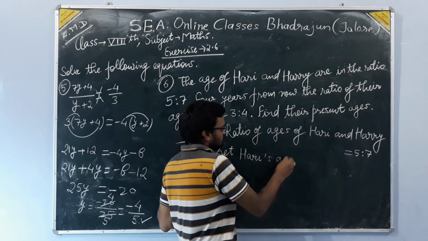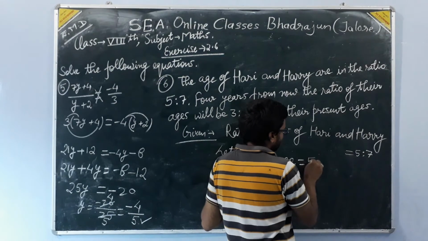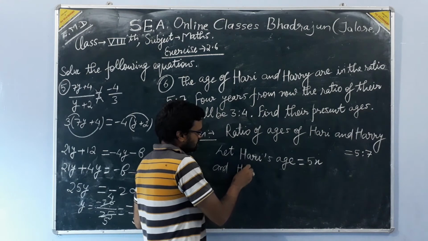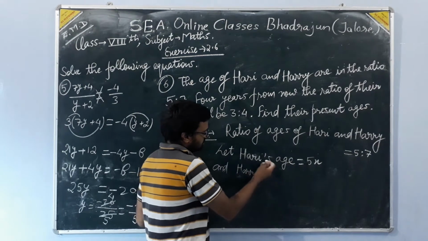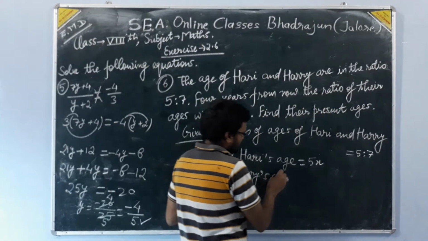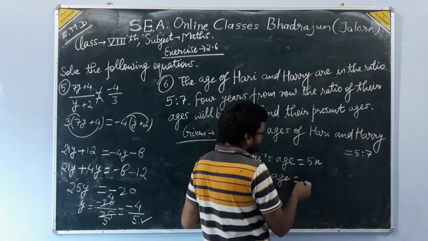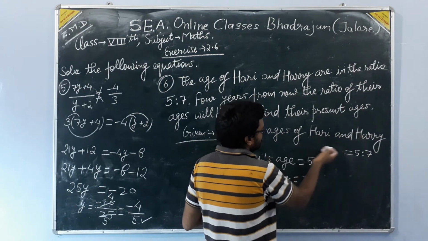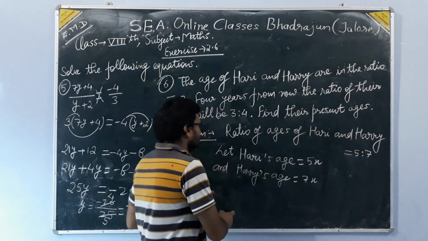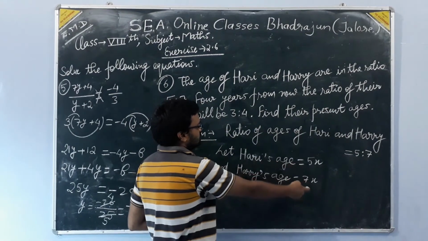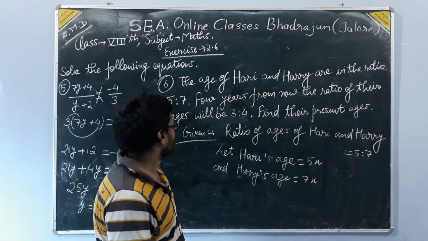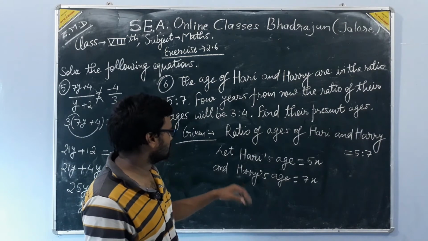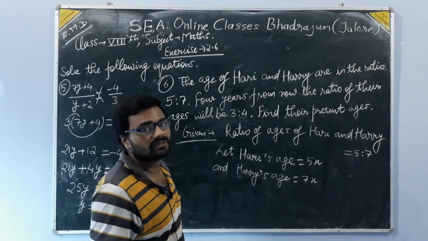Let Hari's age equals to 5x and Harry's age equals to 7x. This is 5x, this is 7x. Okay, now what we will see is this is our 5x and this is our 7x.